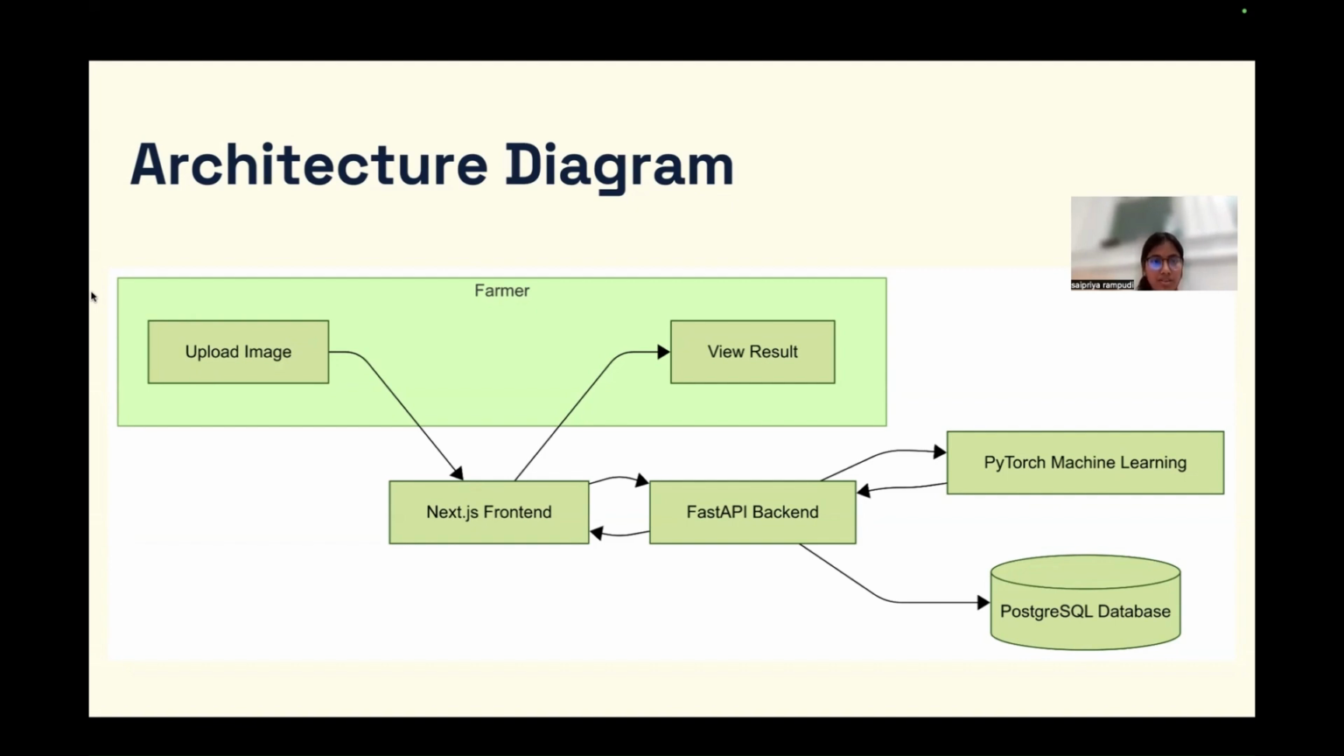which is responsible for analyzing the image and detecting any plant diseases. Once the model returns the diagnosis, the backend stores the results in the PostgreSQL database for record keeping and retrieval. Finally, the processed data is sent back to the front end, allowing the farmer to view the results. This structured workflow ensures an efficient and real-time disease detection process.